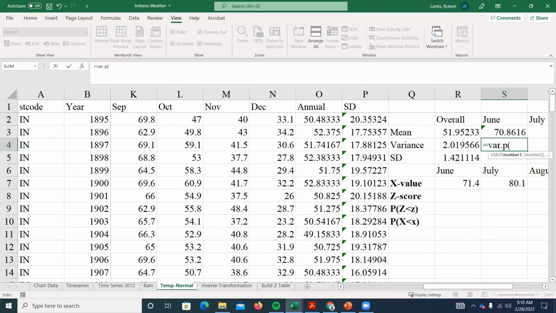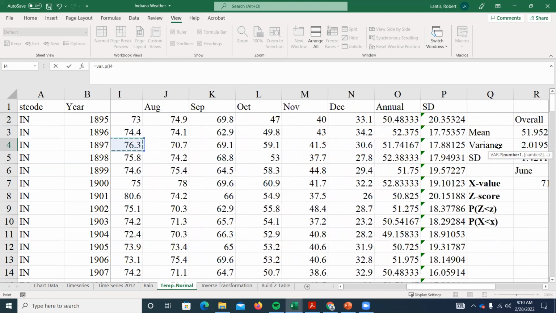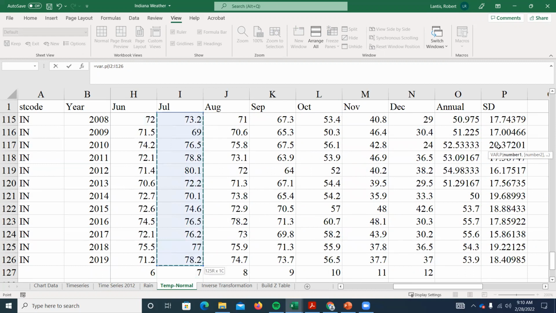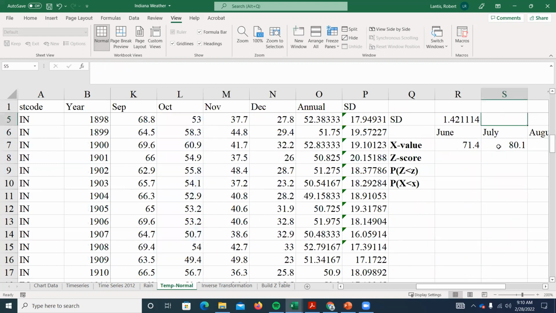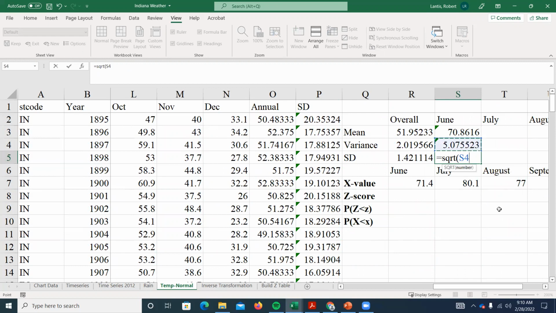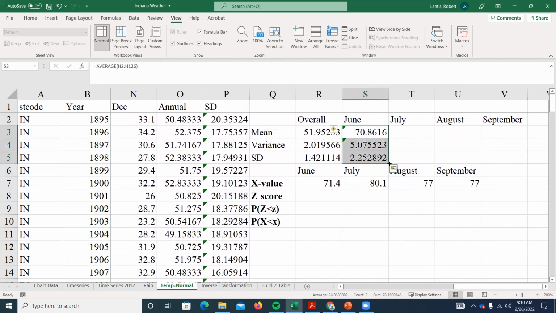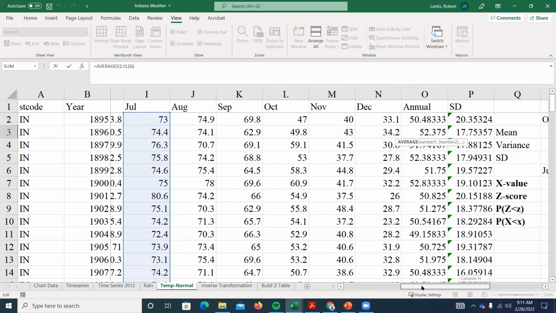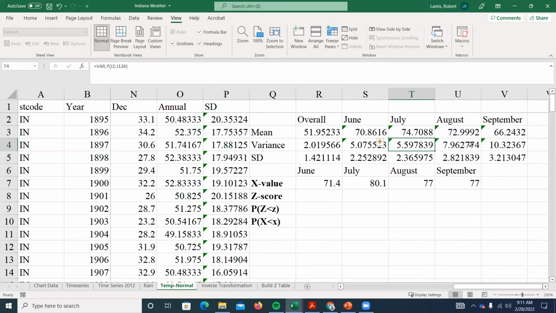I can do the same thing with VAR.P. Go over with my arrows, control shift, command shift on a Mac, hit the down arrow, hold shift, go up one, so I'm not selecting that month number. Hit enter there. And then the last thing that we would want is to take the square root of our variance to give us our standard deviation. Because I've got the column set up so that it's month after month, because these are in order, I'm just going to copy them over. That way it'll update the column and I'll be using July data for the next one. Then I would have been using August data and September data, et cetera.